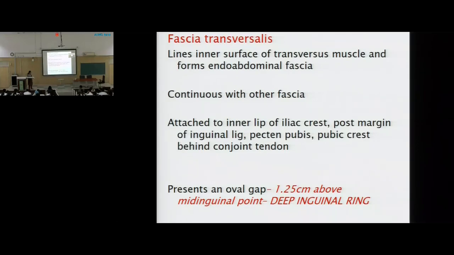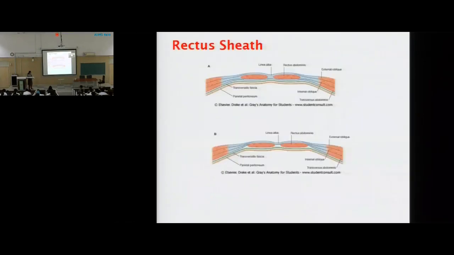Okay, so where is it going to get attached? Obviously onto the innermost lip of the iliac crest. Yes, along with what muscle? Transversus abdominis. Then it is going to get attached to the posterior margin of the inguinal ligament, and then pecten pubis, everyone knows. Pecten pubis, pubic crest, and behind the conjoint ligament. Obviously, when we say pecten pubis and pubic crest, it becomes the area of the conjoint tendon only. Clear? So this is the fascia transversalis.